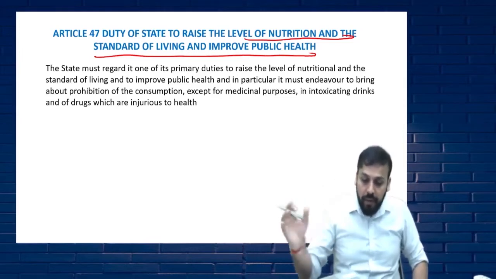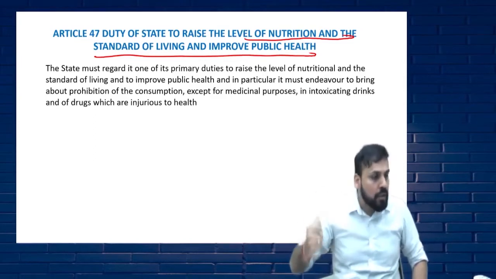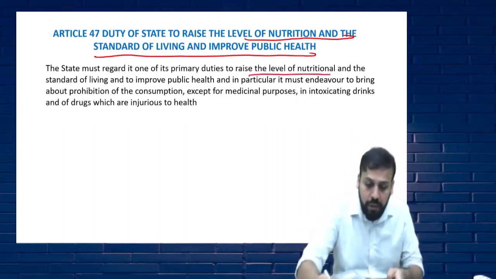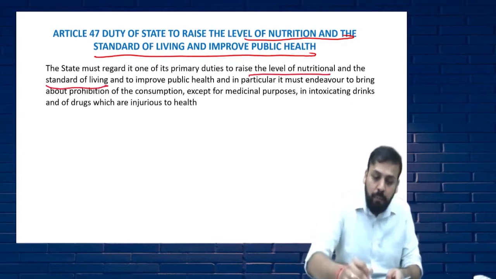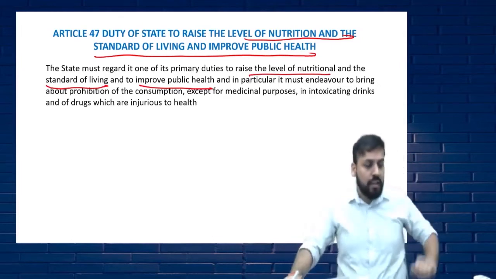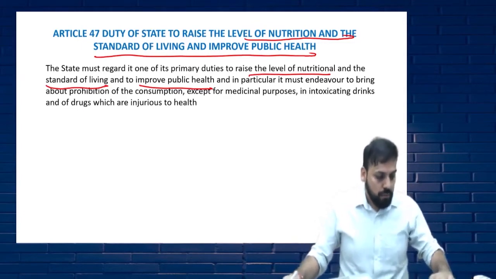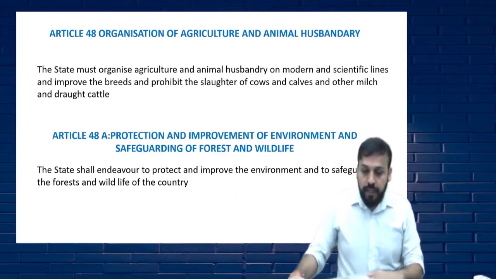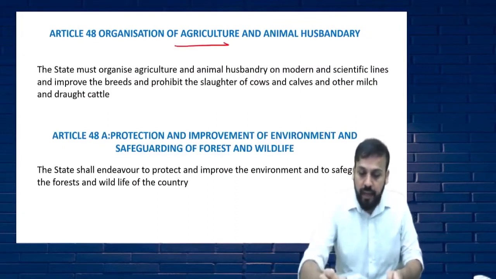So provide everything possible so that their level of nutrition, standard of living, and public health will increase as per Article 47. Raise the level of nutrition, raise the standard of living, and improve public health so that their standard of living increases under Article 47. Are you understanding this? Yes or no? Yes, 47. 48. Do things for agriculture and animal husbandry.